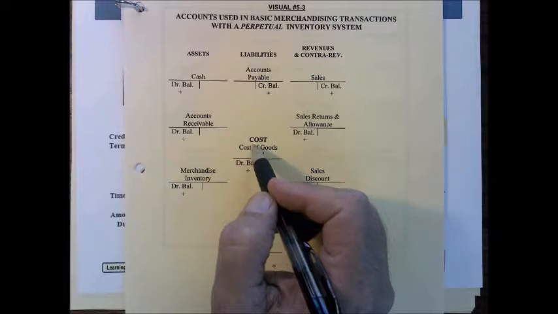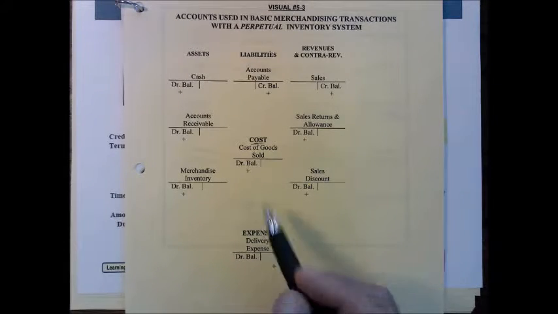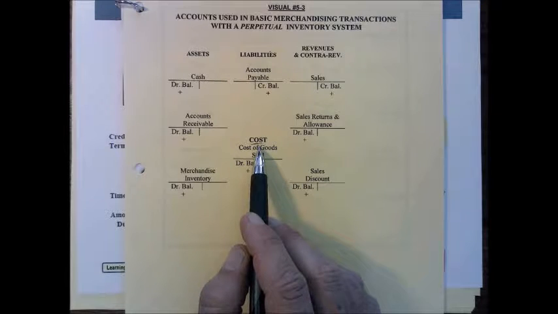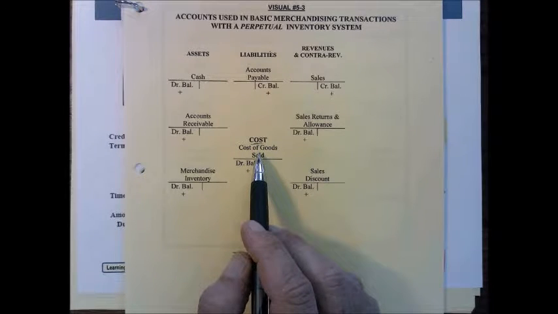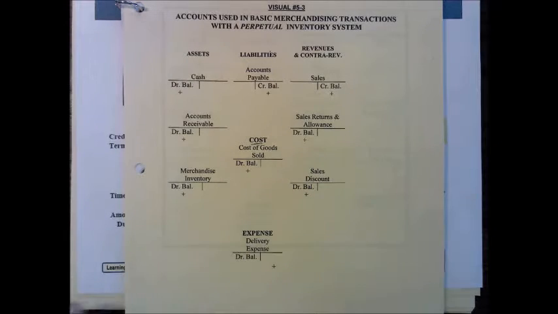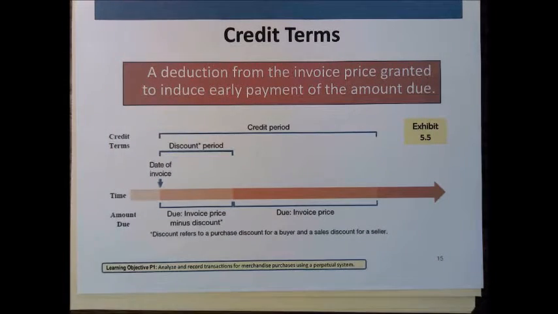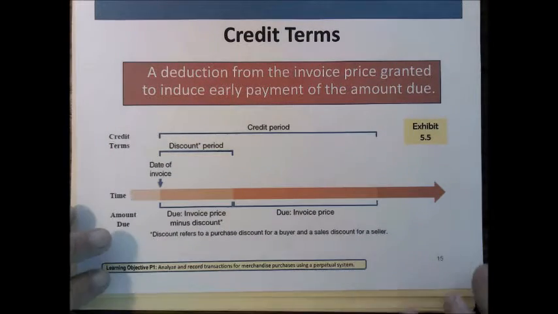This book shows it as a cost. I think of it as another expense, and it's an expense that deals with inventory items. So if I sell an inventory item, the cost of that inventory item goes into the cost of goods sold, normal debit balance. So those are some of the new accounts that we're going to have to deal with. And let's take a peek at this credit terms thing.